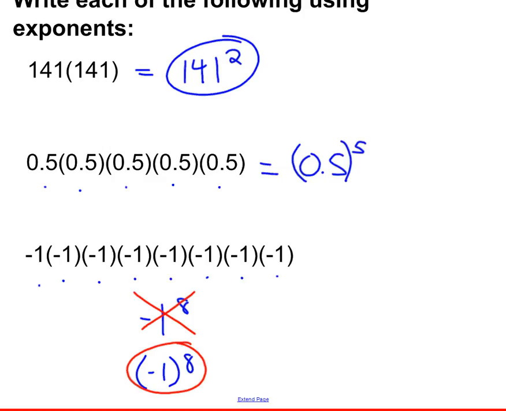All right. That is all we're going to cover right now for exponents review. Those are the basics of exponents.